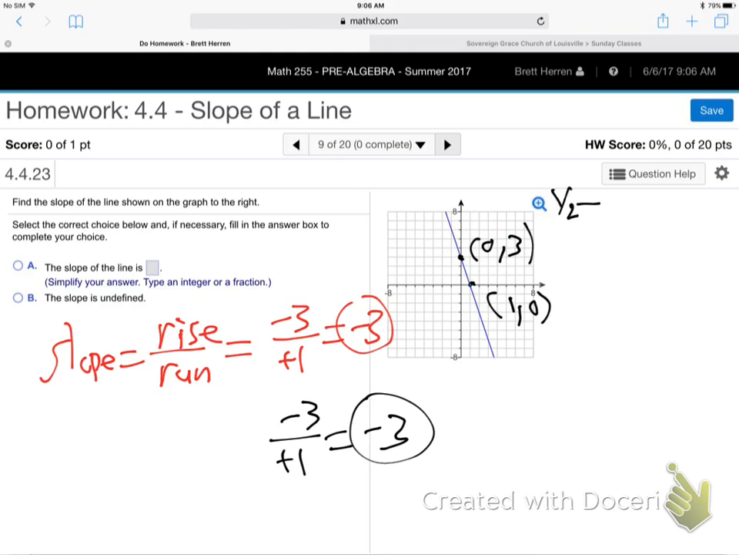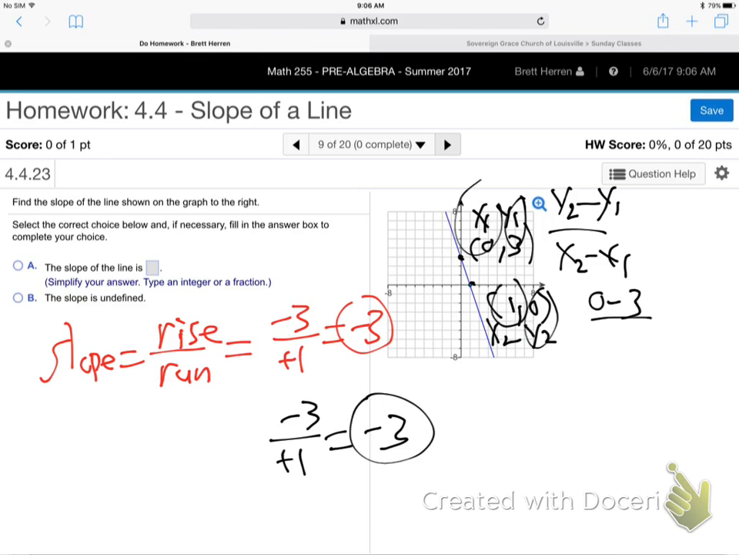And now do y2 minus y1 over x2 minus x1. That's going to be, and this will be x1 y1, x2 y2, y2 minus y1, 0 minus 3 over x2 minus x1, 1 minus 0. So that's negative 3 over 1, negative 3. A lot more work. Right? And it's true. It's right.